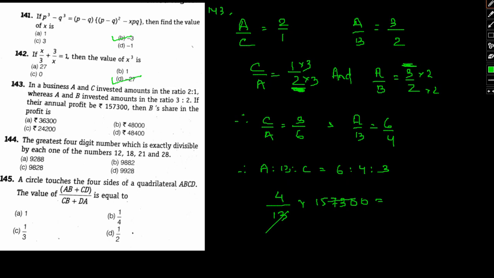We have this one as 1210 or 0, so that would give us rupees 48400. 484, option D will be the right answer. Okay, so I hope this is clear. Now let's move to 144 now.